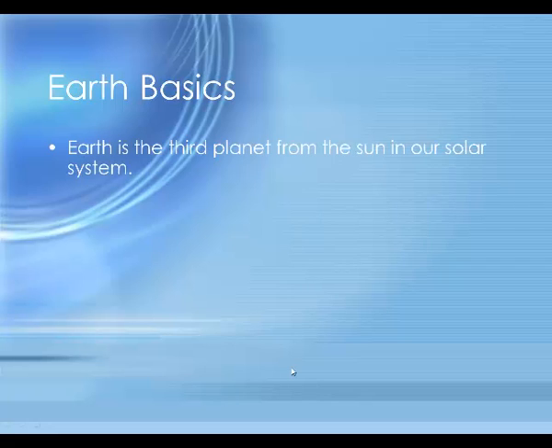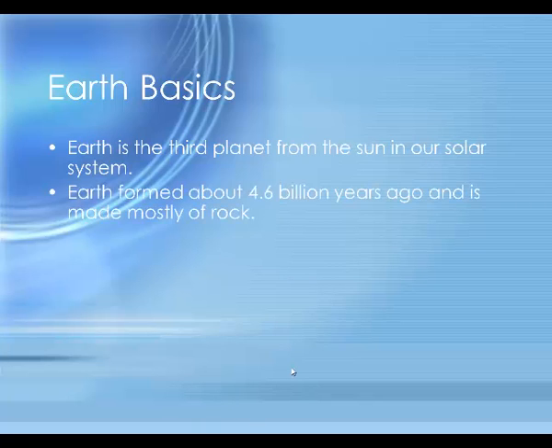Earth basics. We're going to go through a number of just general facts about the Earth. We'll talk about its composition, and then we'll talk about the 4 spheres that make up our planet. Earth is the 3rd planet from the Sun. This is something you probably are very familiar with from 1st through 3rd grade science, where you talk about the solar system and where we're located in the solar system.